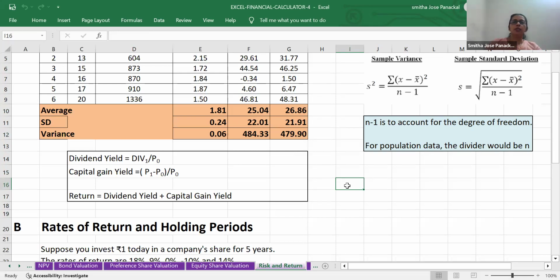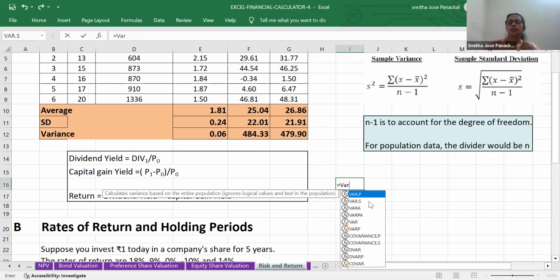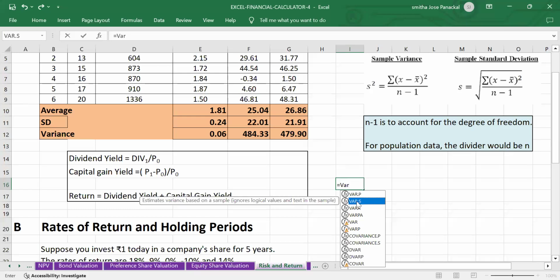Okay. Equal to variance, VAR. When I type here, you will get two options, variance.p and variance.s, which you have to take variance.s, for sample.